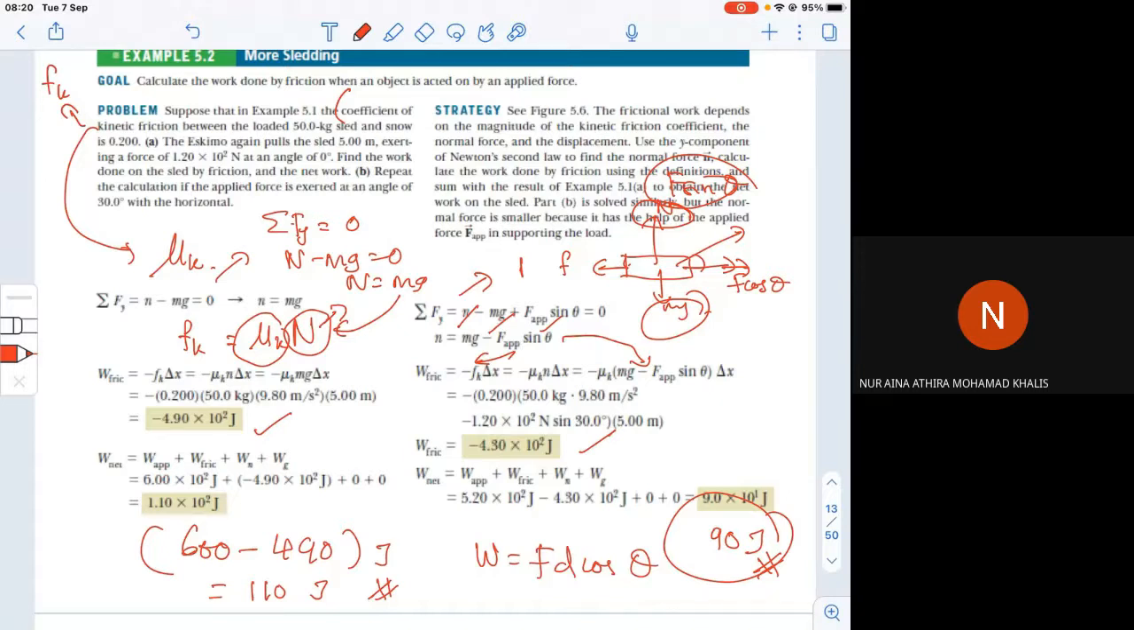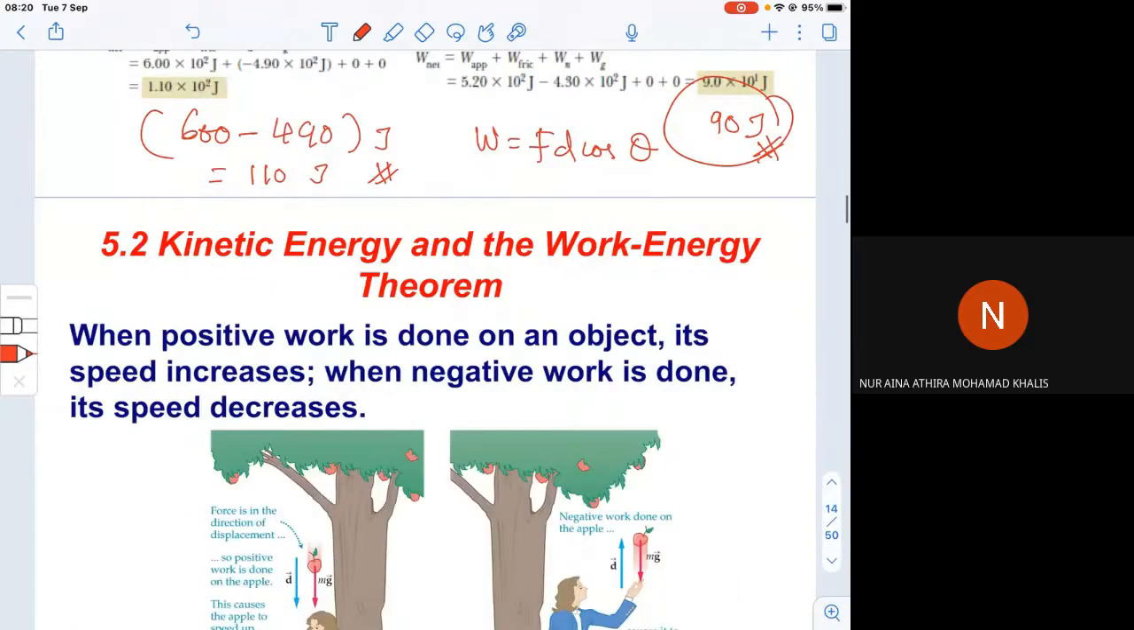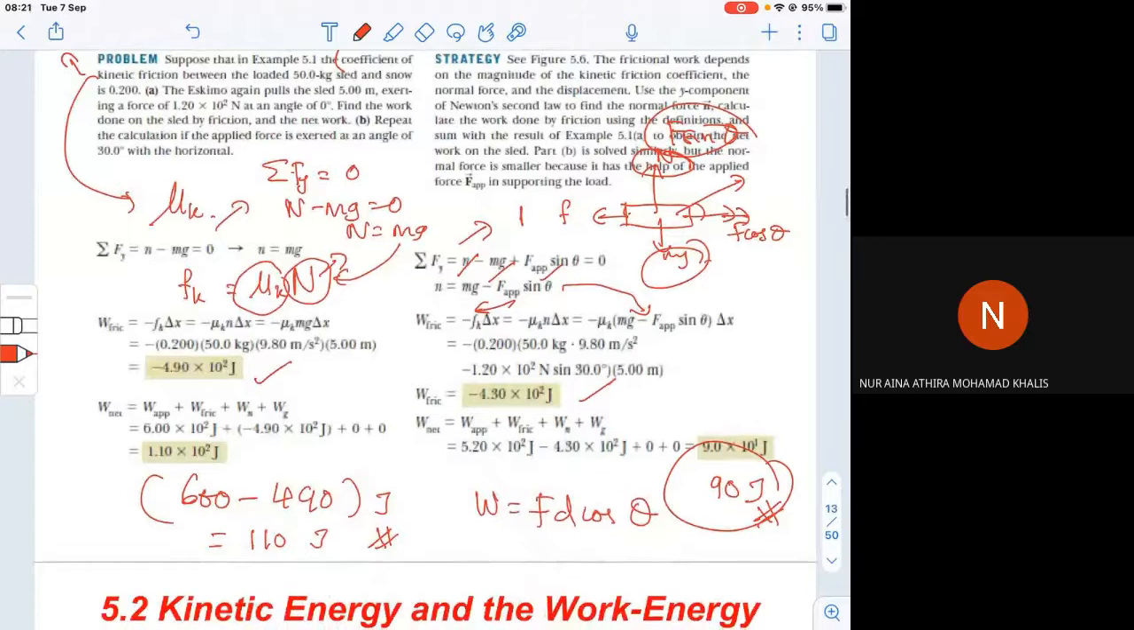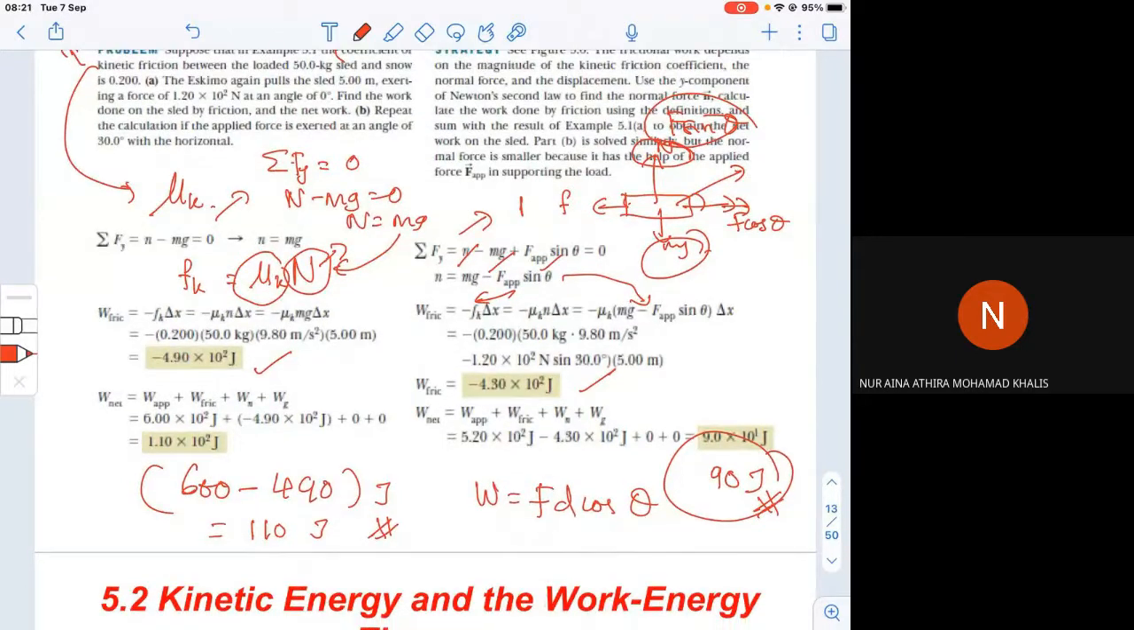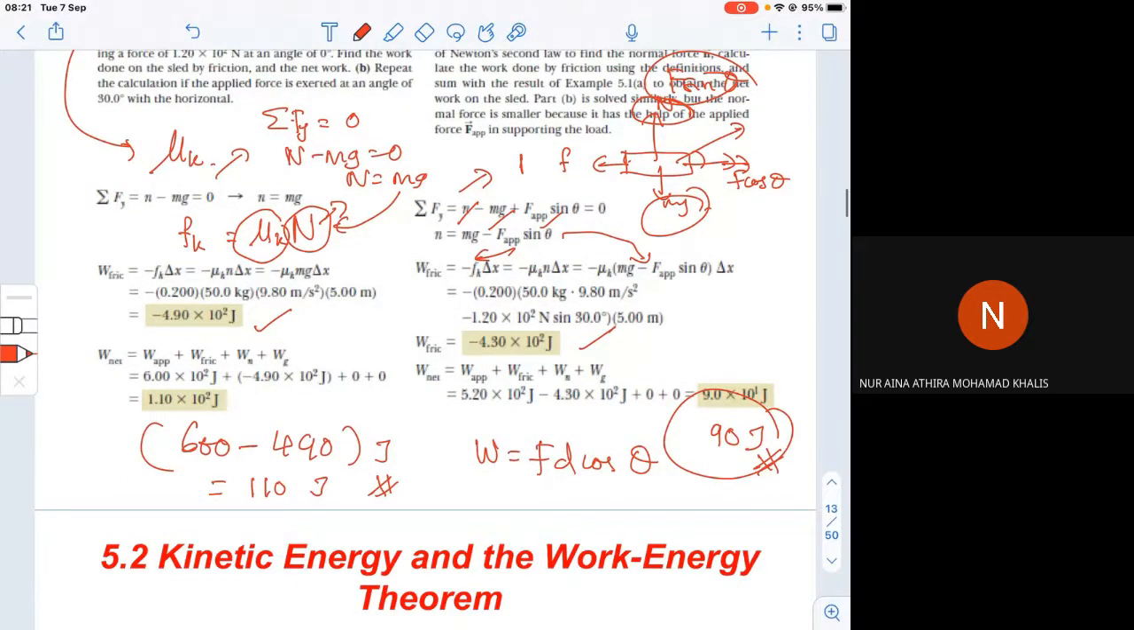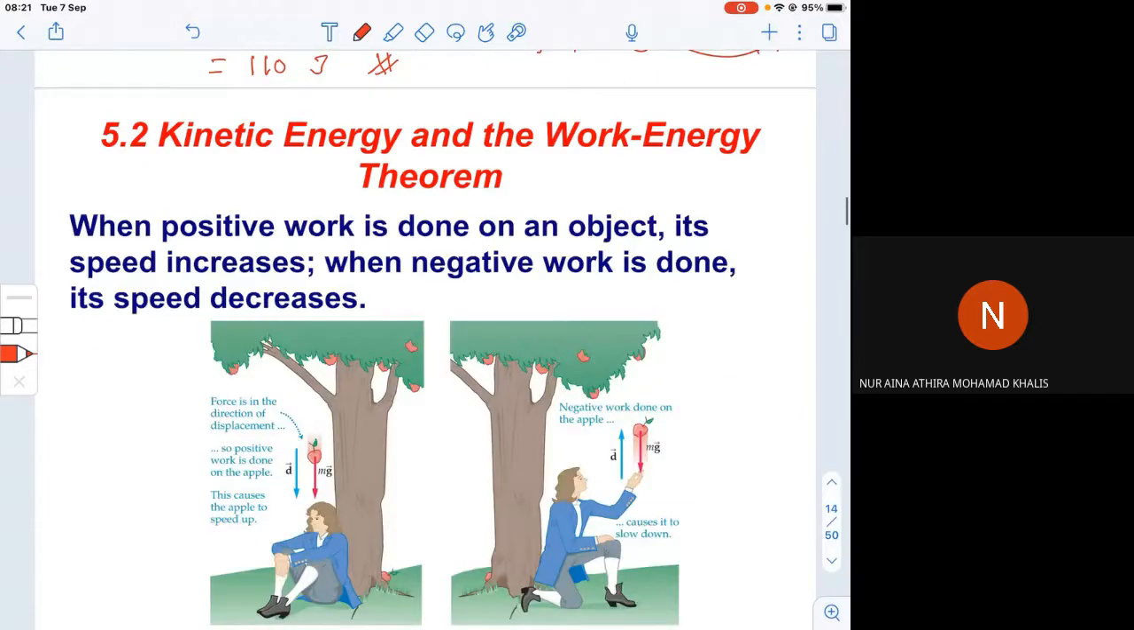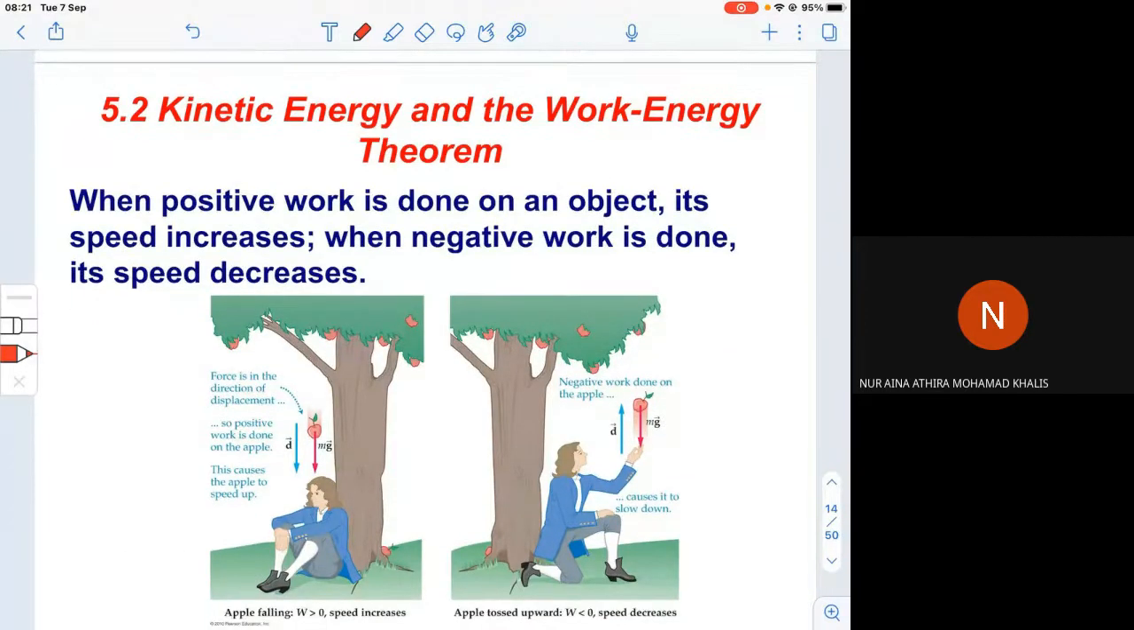Okay, so everything must be considered using friction. All right, so I think that will be what we learned yesterday. Okay, right now we will continue our lessons using kinetic energy and the work-energy theorem. So what is kinetic energy and the work-energy theorem?